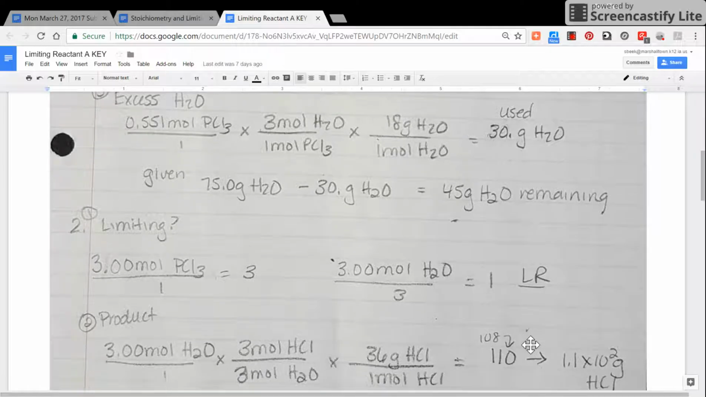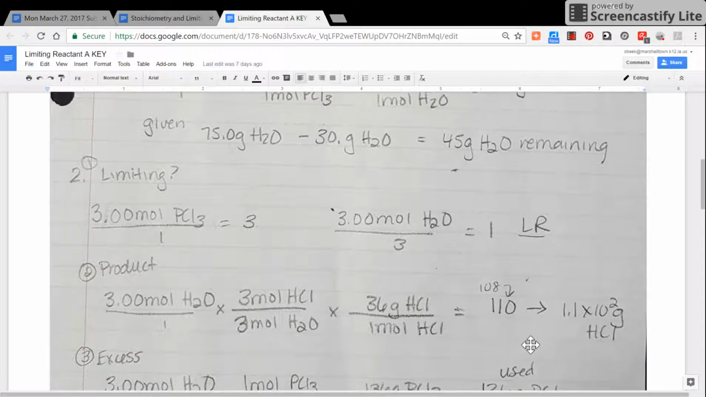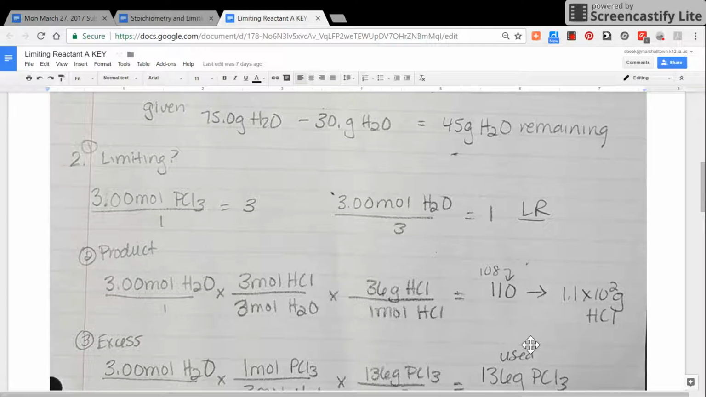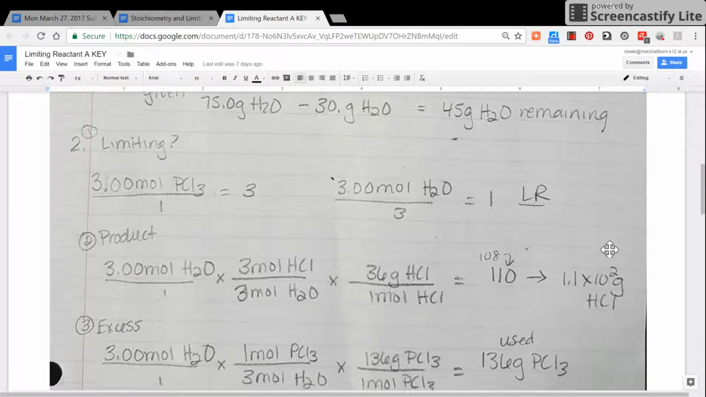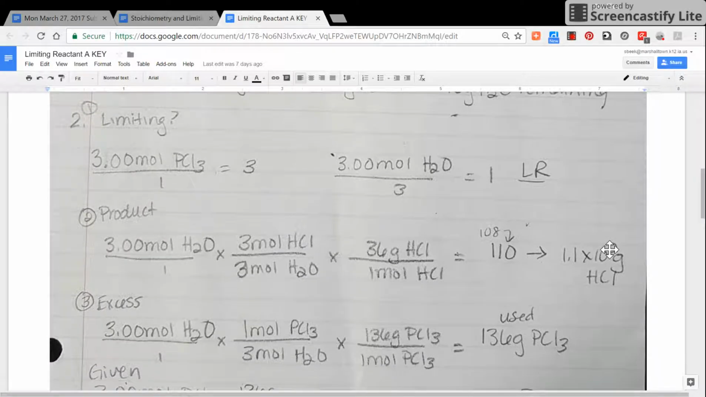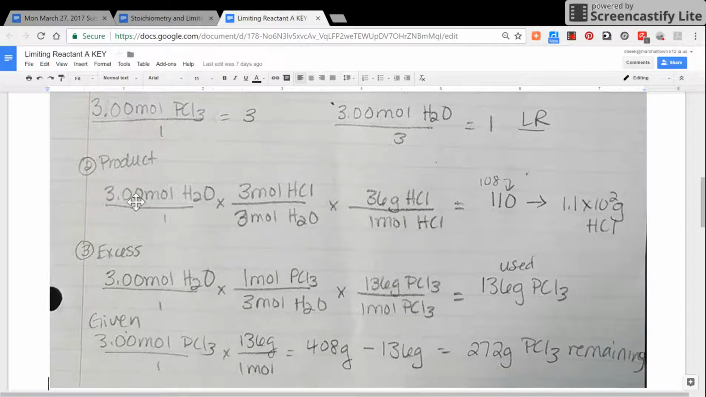Problem 2, it was the same equation. My class got a little confused on this one because they give you moles, so you don't have to do any converting. On the first step, all you have to do is divide by the coefficient, and then that tells me that water is my limiting reactant because I got 1 when I divided, which is smaller than 3. So that means that I start with 3 moles of H2O to get my product, HCl again. Again, I just used 2 sig figs because 36 has 2 sig figs.